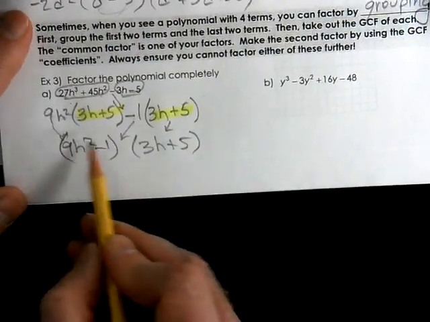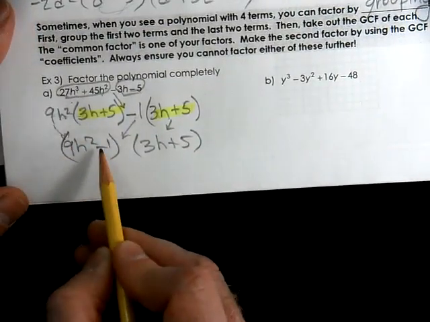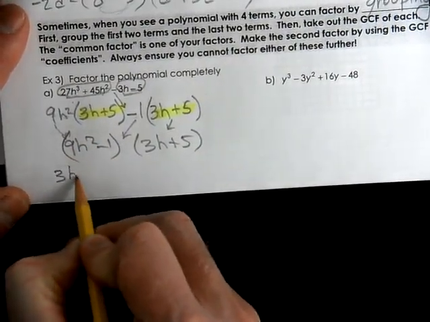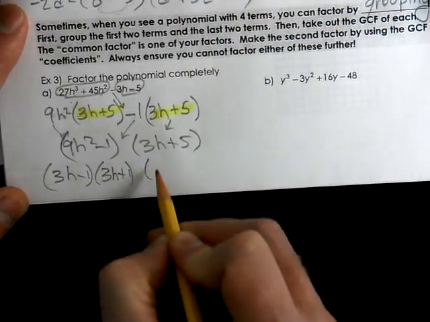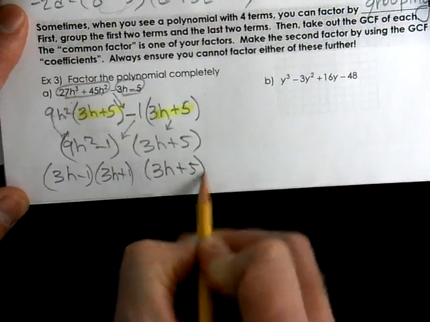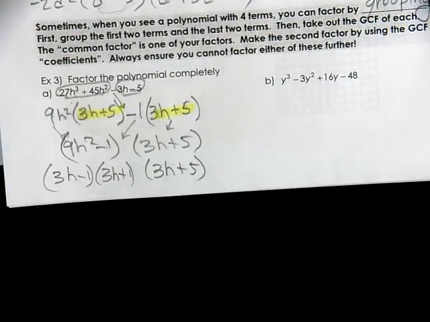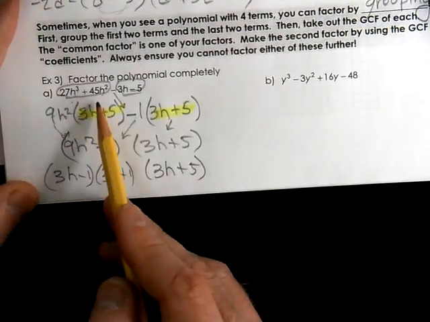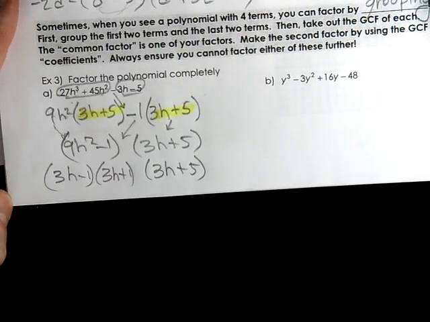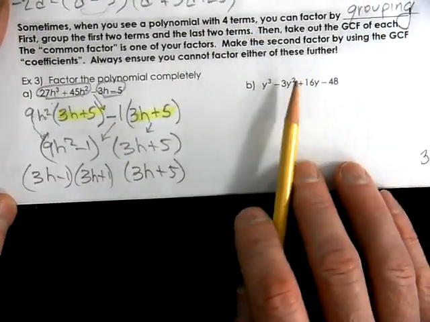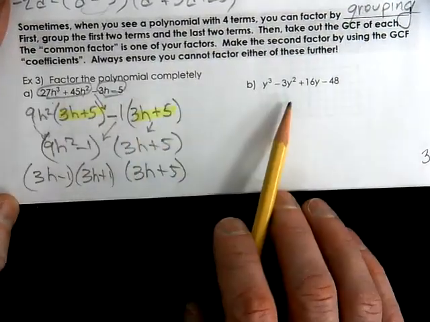So we can factor the difference of two squares, 3h minus 1, 3h plus 1, and then your final factor. So that is factor by grouping. This one looks a little easier because it doesn't have such big numbers in it.